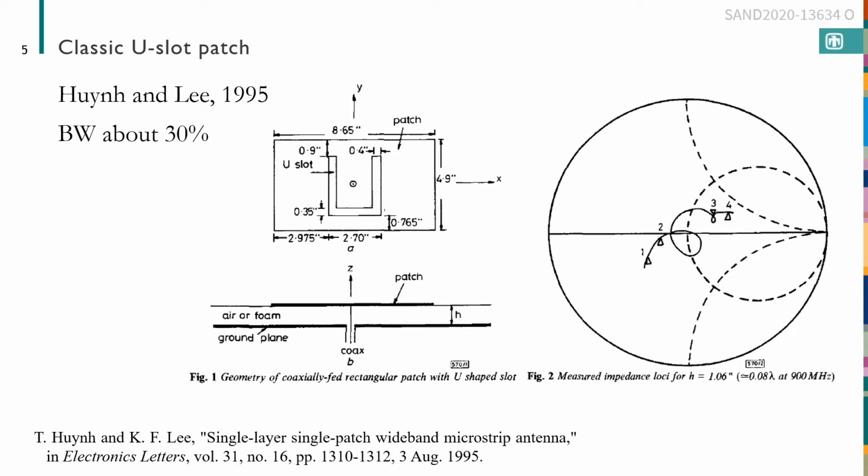So the U-slot patch is very, very successful and very popular in the literature, but it's never been 100% clear exactly what physics are going on here, or exactly how to design one of these things. So that's basically what this talk addresses.